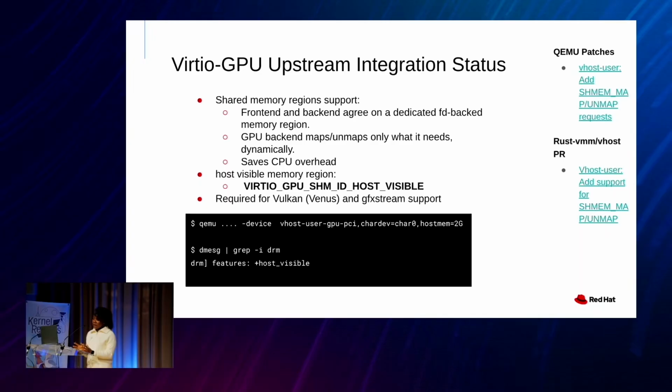And it allows dynamic mapping and unmapping operations. So backends like the vhost-device-gpu can actually request memory only when needed. And this would help us to save CPU overhead. And I would say in summary, it's an efficient resource sharing solution for us.